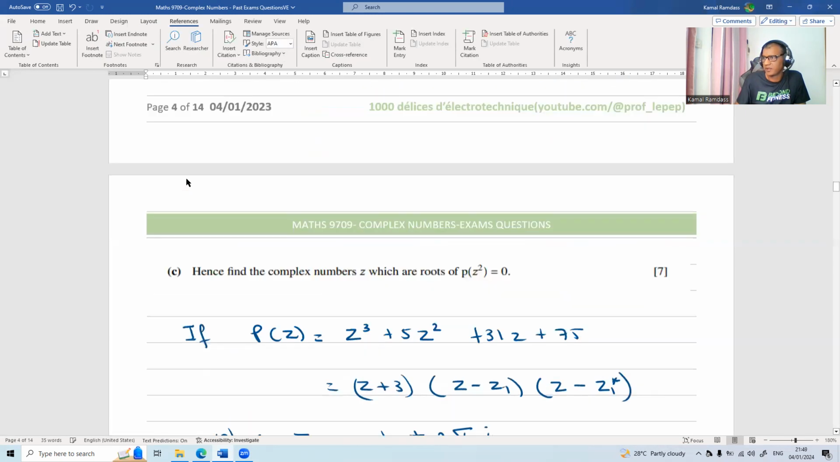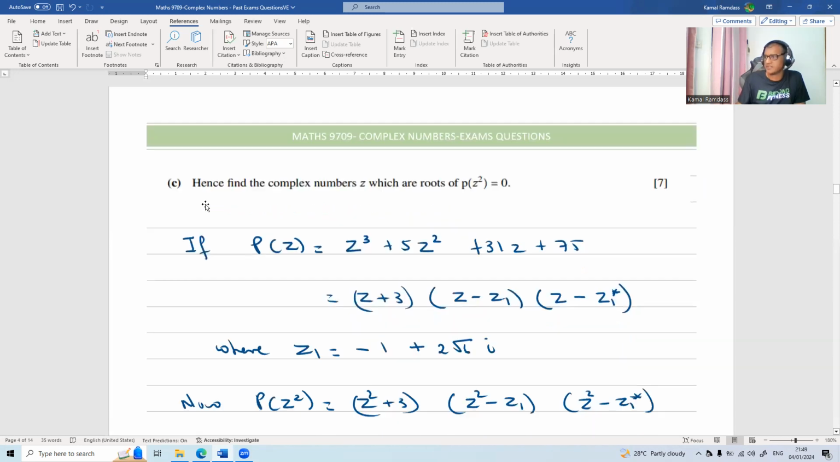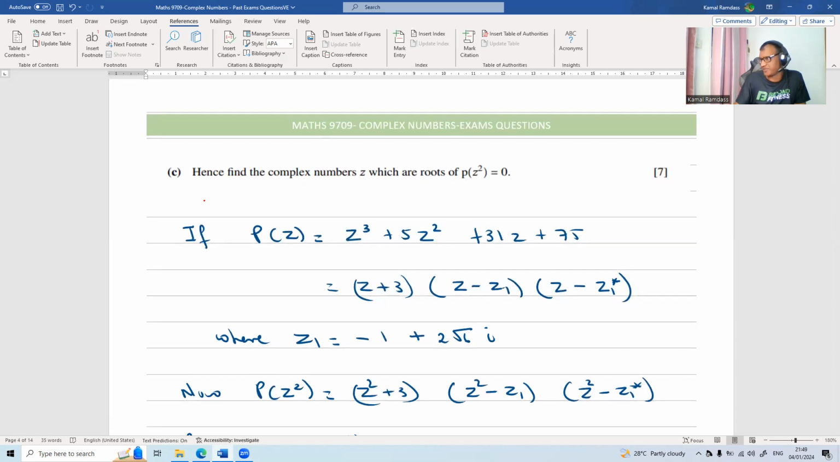Et après. Hence, find the complex numbers which are the root of P(z²) equal to 0. Bon, d'abord, this is P(z). OK? Et puis, nous factorize P(z). We have the roots now. Nous disons (z + 3)(z − z1)(z − z1 conjugate), where z1 is equal to −1 + 2√6 i. OK? Vous n'avez pas envie d'écrire ça, minus 1 là, ici et ici.